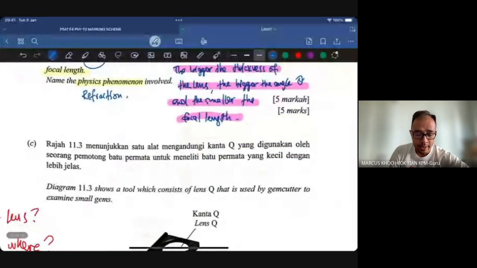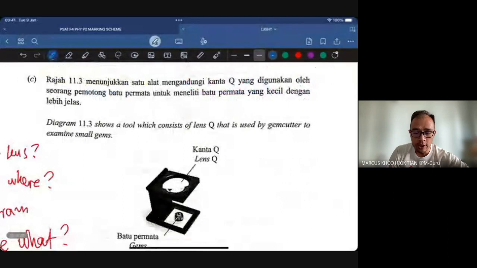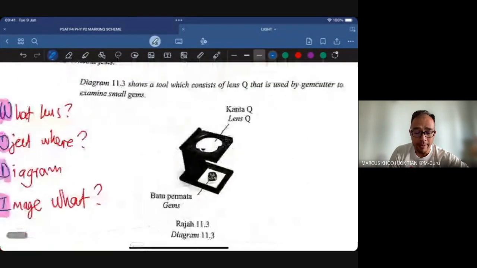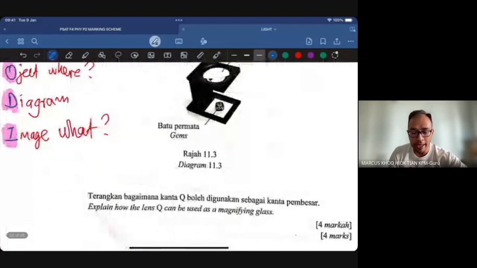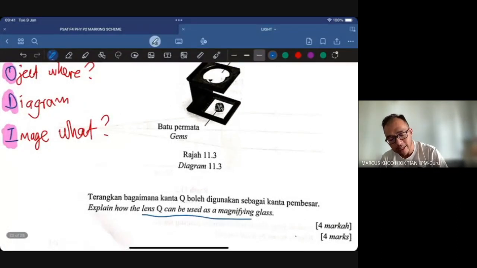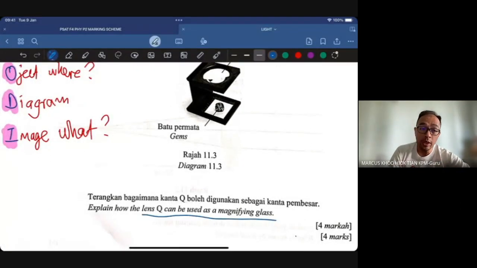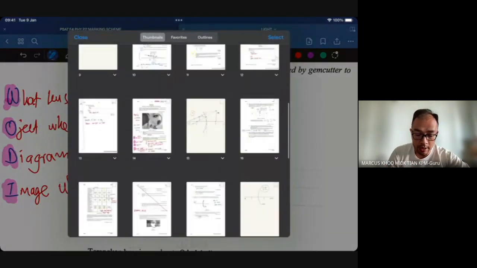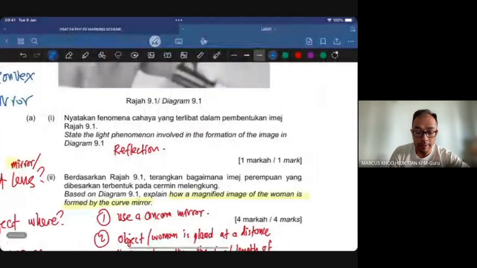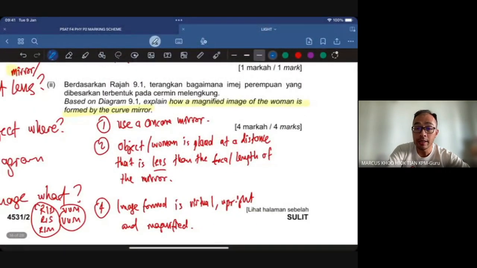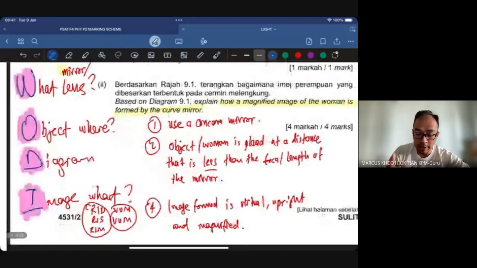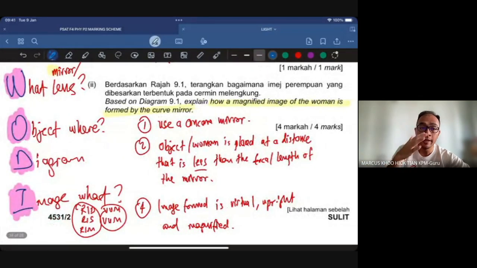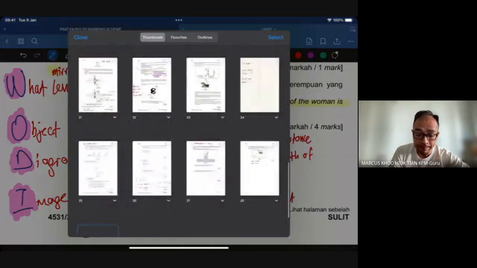Alright. Diagram 11.3 shows a tool which consists of lens Q used by a gem cutter to examine small gems. Explain how the lens Q can be used as a magnifying glass. So just now we did this using a mirror. We used the Woody method, and we talked about the mirror. Use a concave mirror, then where is the object, and draw the diagram, and after that, what is the image formed? So let's use this same method in this case.